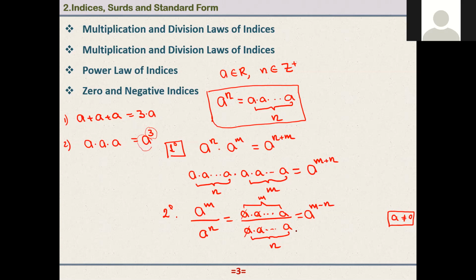Okay. So here we are assuming that m is greater than n. How about if n is greater than m? In that case, I can just write it as 1 over h to the power n minus m. That is the division law of indices.